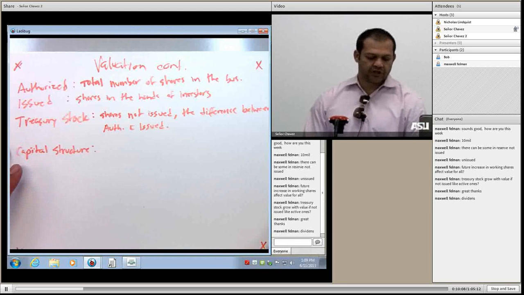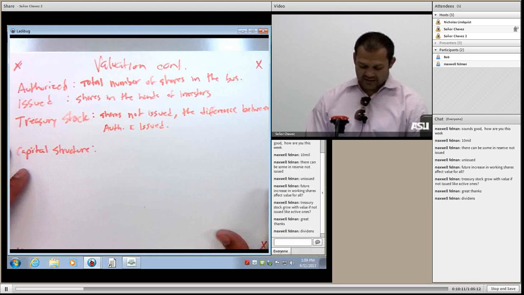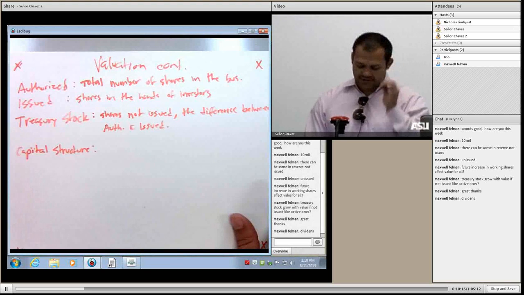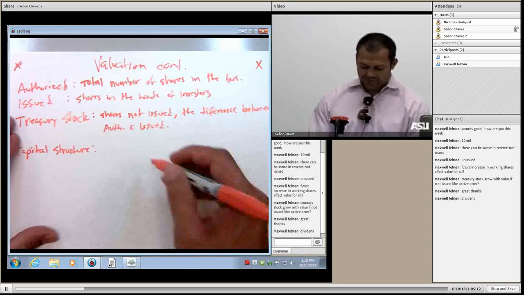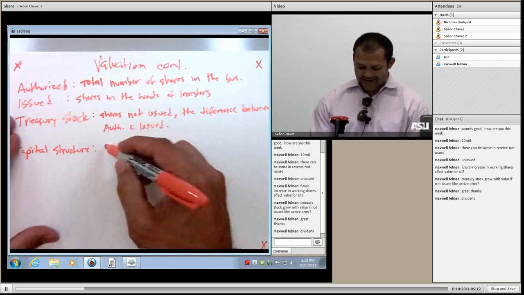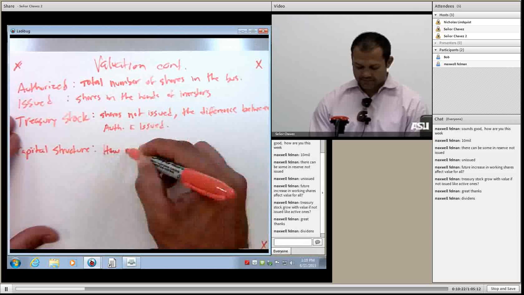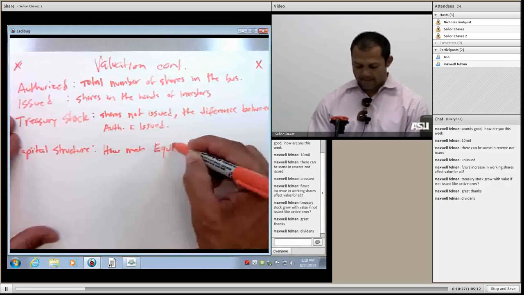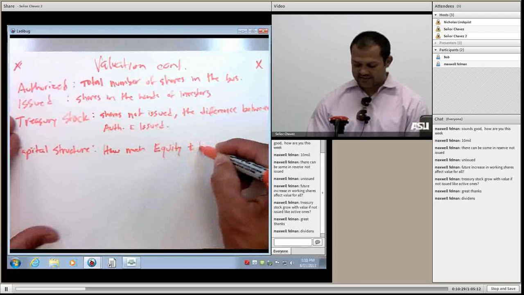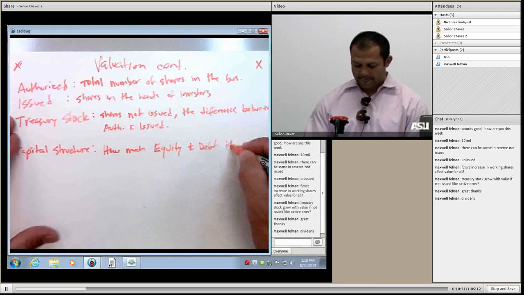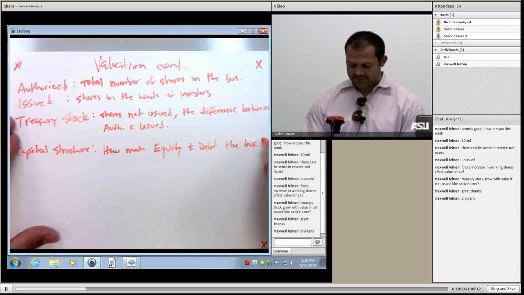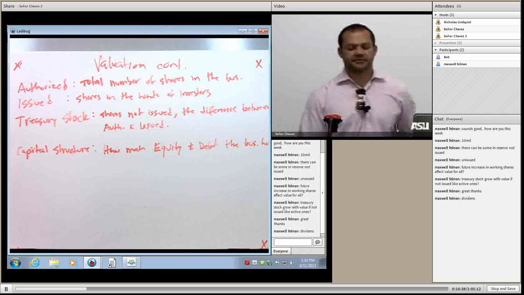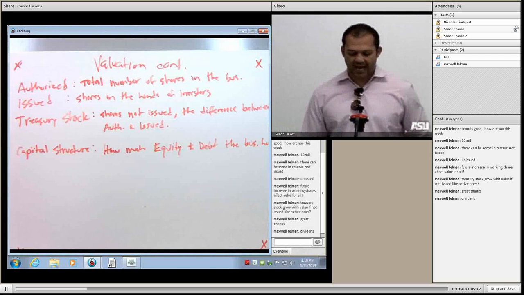Dividends, well, you're close, Maxwell, you're close. And I'll tell you not quite, but I like how you're thinking. The capital structure is how much equity and debt the business has. How much equity and debt the business has. That's the capital structure.